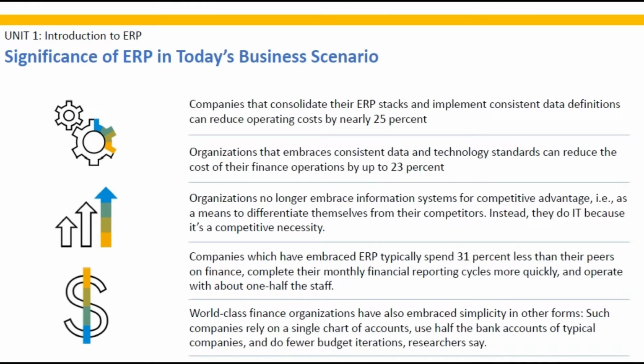Organizations no longer embrace information systems for competitive advantage, as a means to differentiate themselves from their competitors. Instead, they do IT because it's a competitive necessity. Now, companies which have embraced ERP typically spend 31% less than their peers on finance, complete their monthly financial reports more quickly, and operate with about one half the staff. Even the human resources have been reduced and optimized.